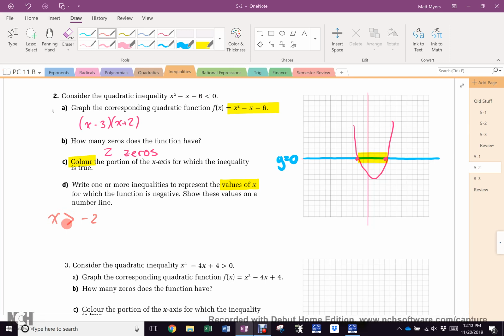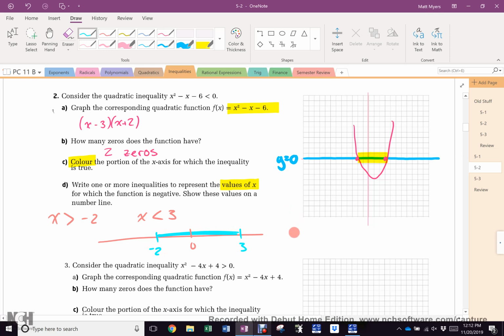Agreed? Okay. Is there an upper limit? What is it? Positive 3. X must also be what? Less than 3. Those are my two inequalities, yes? If I were to put them on a number line, where is negative 2? Right there, negative 2. Where is positive 3? Where is the only place I can have these values? How do I write that properly?